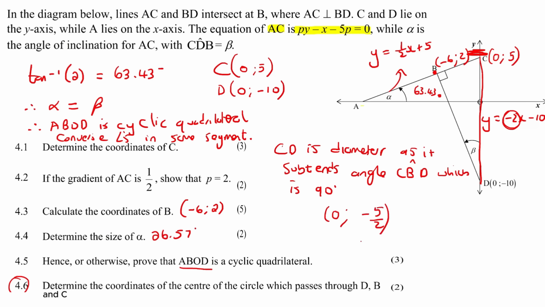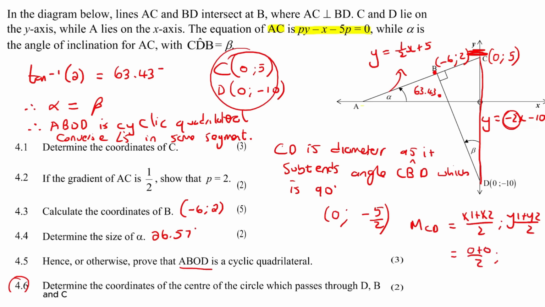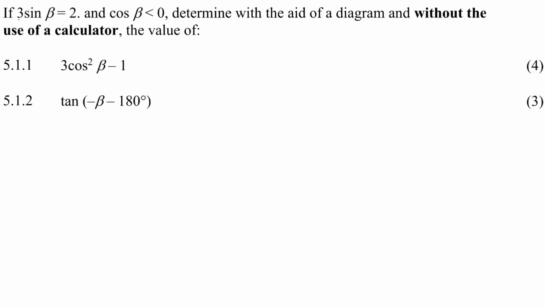If you cannot see that, then do the midpoint formula. So you can find the midpoint of CD, and that's going to be using (x1 plus x2)/2 and (y1 plus y2)/2. And so we're going to use it for these 2 points here. So it's (0 plus 0)/2 and (5 plus -10)/2. And that will give you 0 and -5/2.